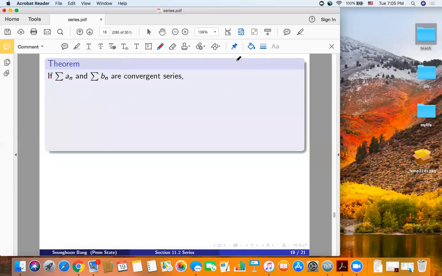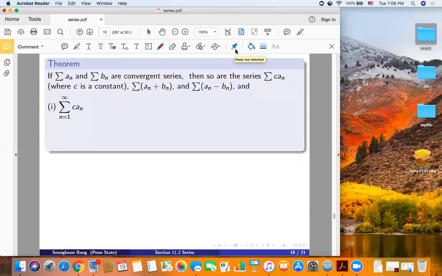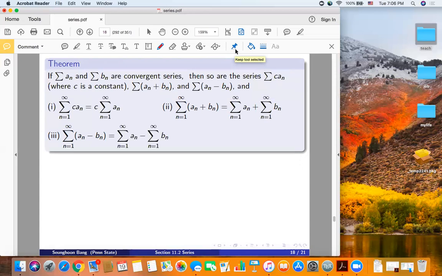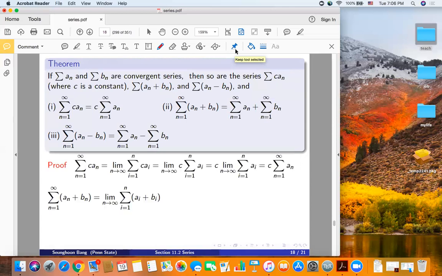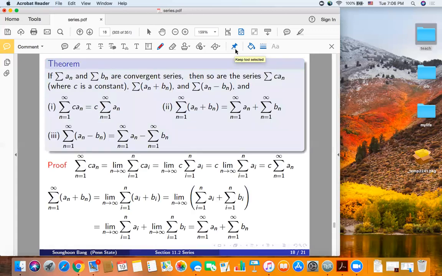The next one, we have one good theorem of summation. If two series are convergent, then the summation of C times an, the summation of an plus bn, and the summation of an minus bn are also convergent. So take out C for the first. Distribute the summation for an plus bn, and distribute the summation for an minus bn. The proof is not difficult, so we can skip it.